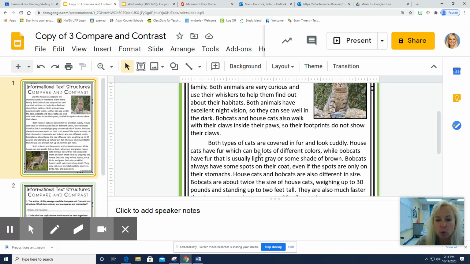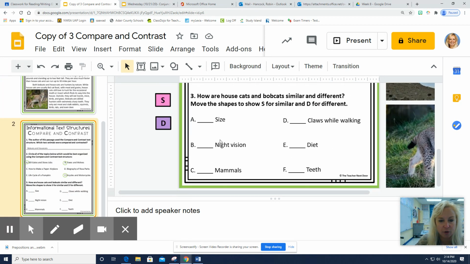House cats have fur, which can be lots of different colors, while bobcats have fur that is usually light gray or some shade of brown. Bobcats always have some spots on their coat, even if the spots are only on their stomachs. House cats and bobcats are also different in size. So there's my evidence right there to know that they're going to be different. So Control C, Control V to paste. I know their size is different.